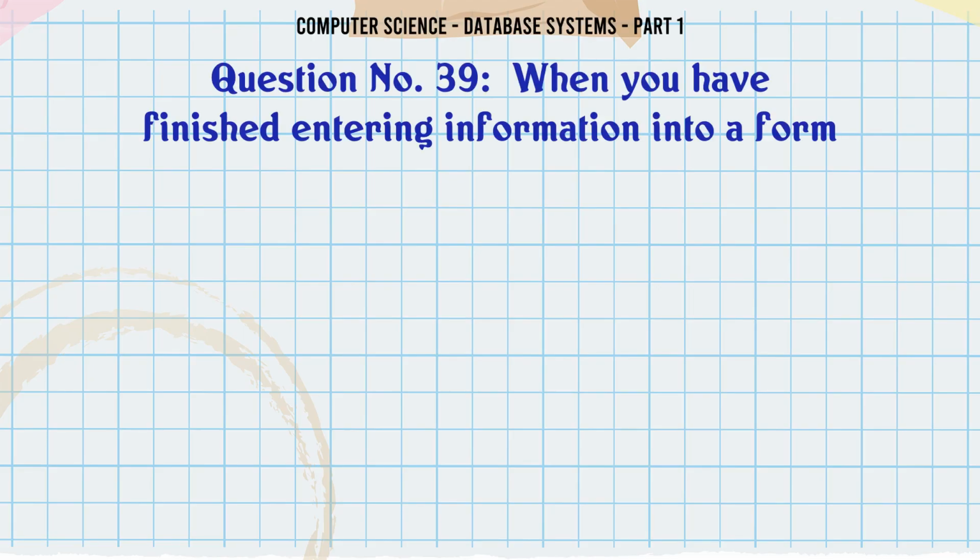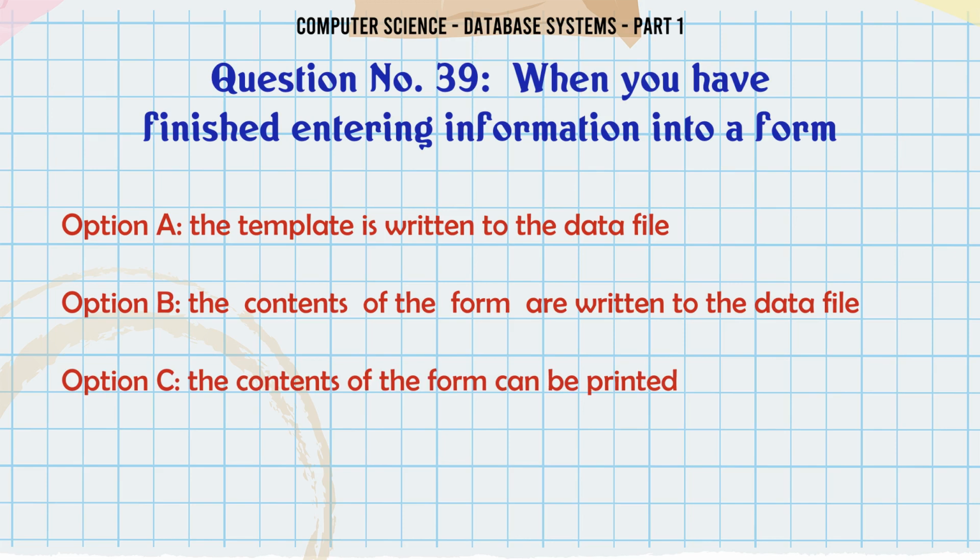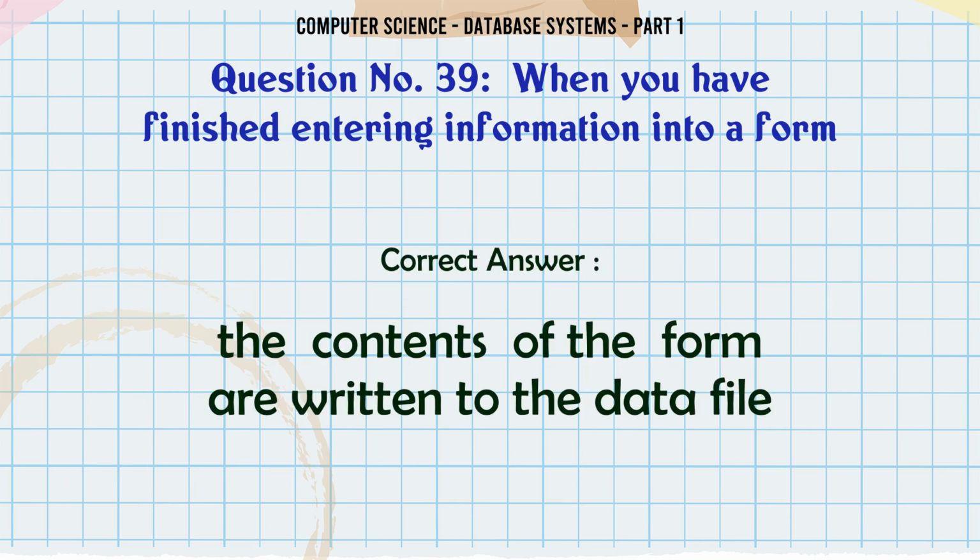When you have finished entering information into a form, A, the template is written to the data file. B, the contents of the form are written to the data file. C, the contents of the form can be printed. D, all of the above. The correct answer is the contents of the form are written to the data file.